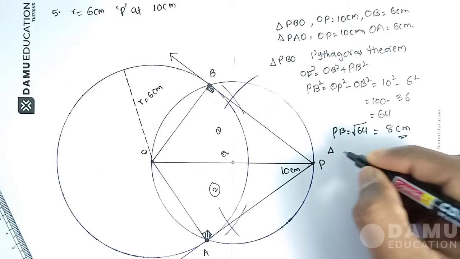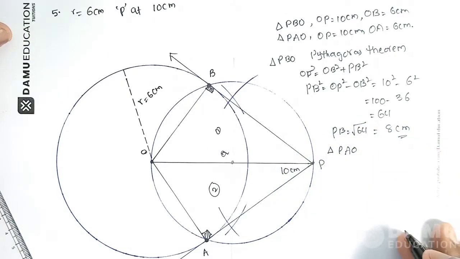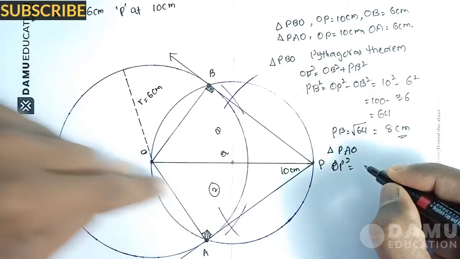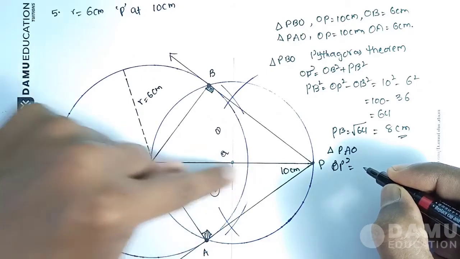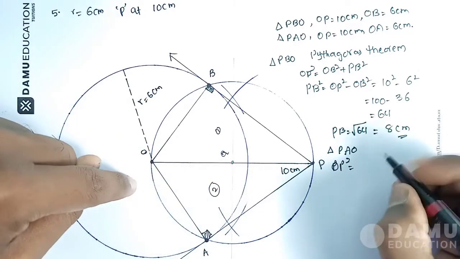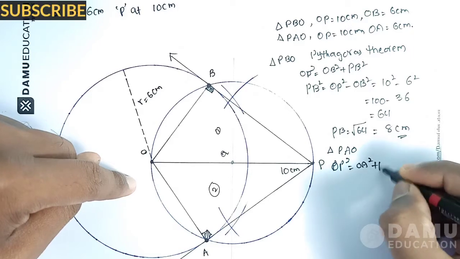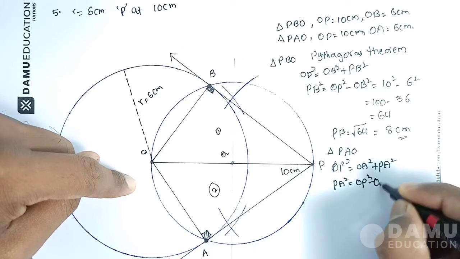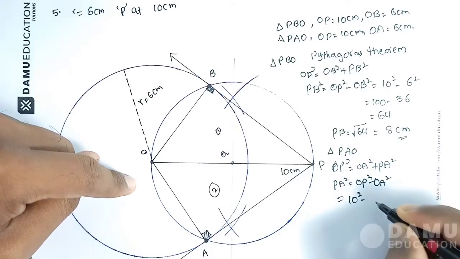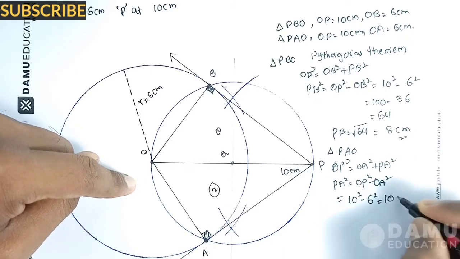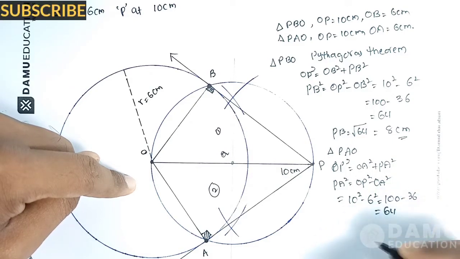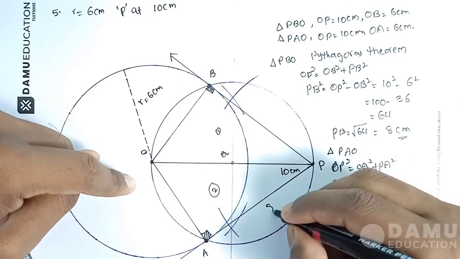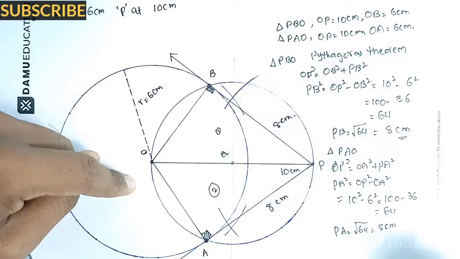Then triangle PAO. What you can take? Triangle PAO. So OP square will be equal to hypotenuse square, here 90 degrees. Hypotenuse square will be equal to the sum of the squares of the remaining two sides, OA square plus PA square. So PA square will be equal to OP square minus OA square. OP is 10 square, OA square is 6 square. 100 minus 36, we will get 64. Then PA will be equal to square root of 64. We will get 8 centimeter. So this is 8 centimeter and this is 8 centimeter.